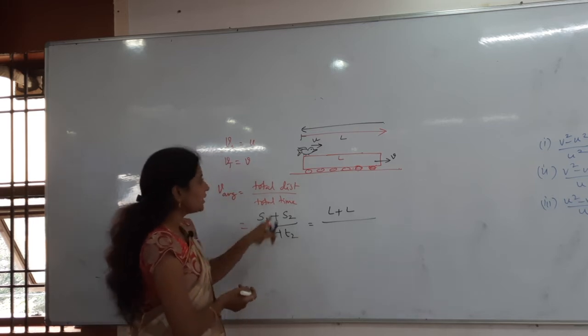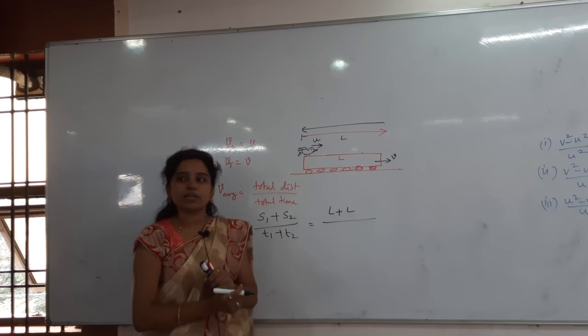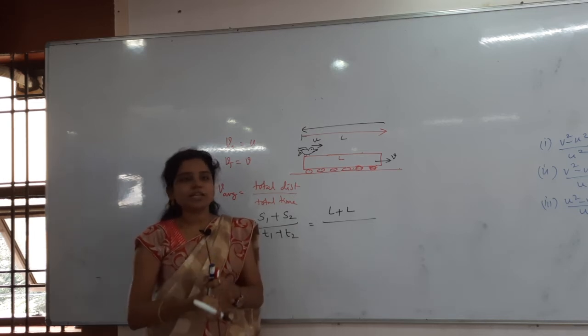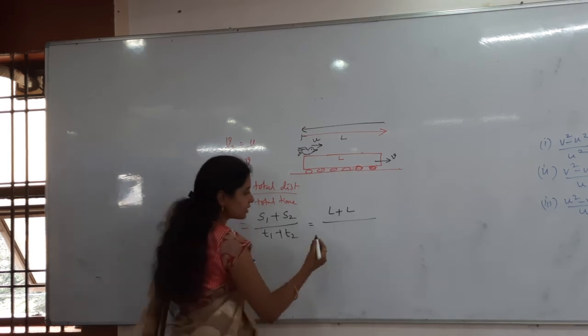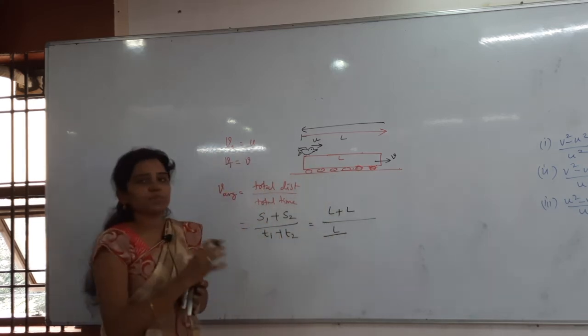That divided by. Is there any time they have given? They have not given time. So time is equal to what is the formula? Distance by speed only, no? So distance by speed. First time what is the distance? L by. What is the speed in the first time?